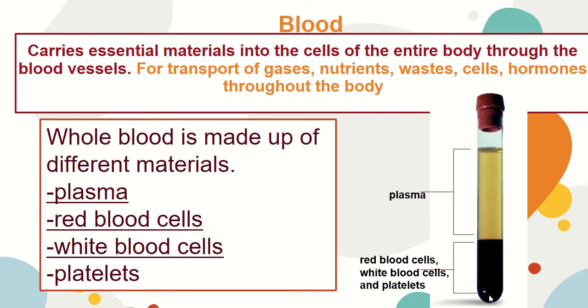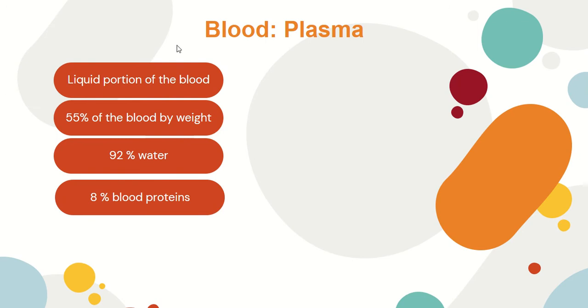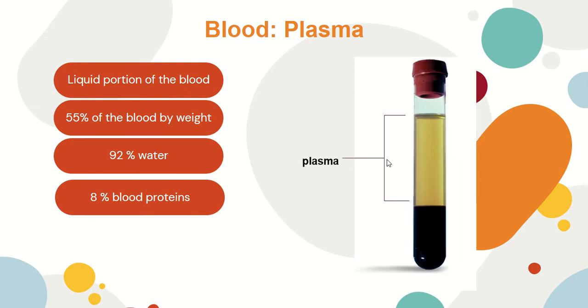So this is the blood after it has been centrifuged. Now, plasma. 55% of blood is made up of plasma. It is the liquid portion of the blood. 95% of plasma is water, and 8% is proteins.